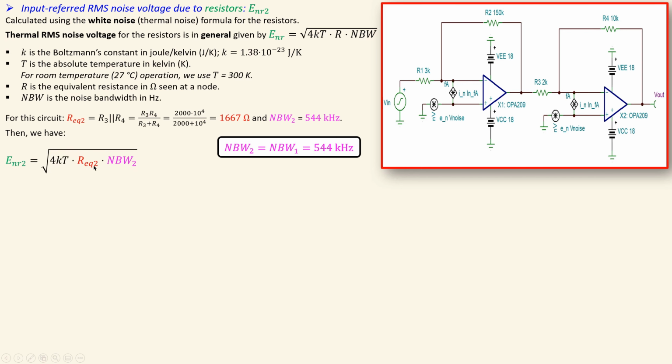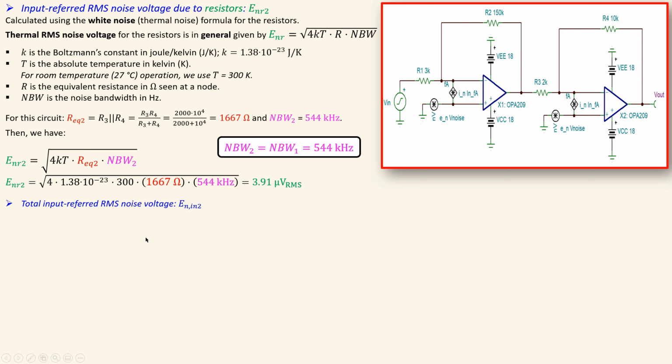Then we have the following expression again for the thermal noise voltage of the resistors. Again, substitute the values, we will get 3.91 microvolts RMS. This is a little bit smaller than the first stage because the resistors are also small. So if you have a small resistor, you will also have less thermal noise.